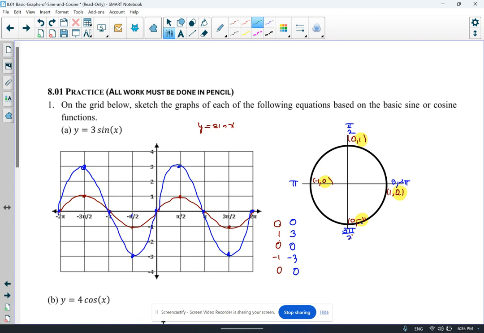Again, the amplitude is defined as the distance from the maximum value to the baseline, in this case the x-axis, or the minimum value to the baseline, which is the x-axis, and that's the amplitude of the graph. And the range of the function is going from the minimum y to the maximum y. So in inequality notation, it would be negative 3 is less than or equal to y is less than or equal to 3. But in interval notation, it would be negative 3 to 3.